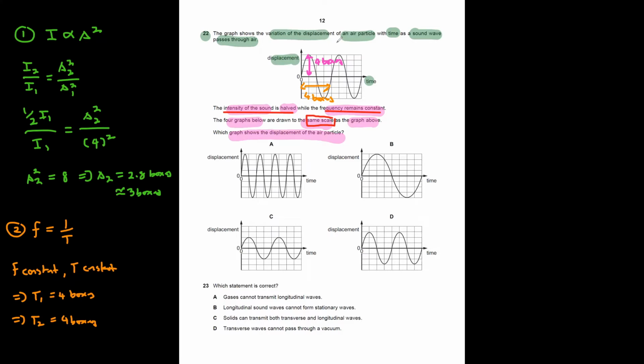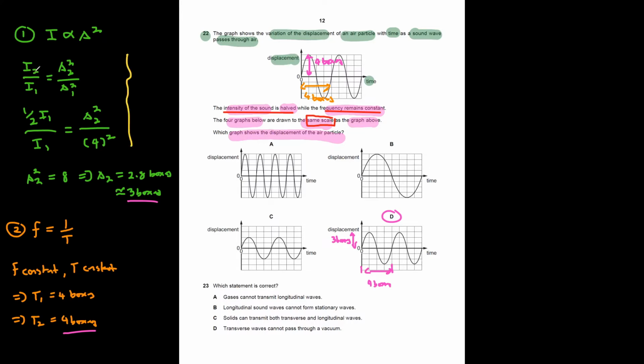So look at your graph. Find the one with period of 4 boxes and amplitude of 3 boxes. You should get the answer as D, because you can see this one is 4 boxes, and then this one is 3 boxes. Okay, so that one is for this.